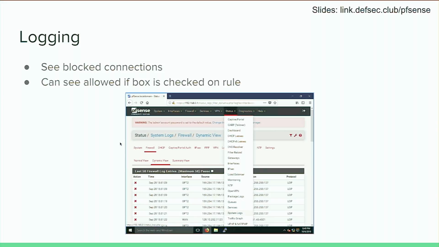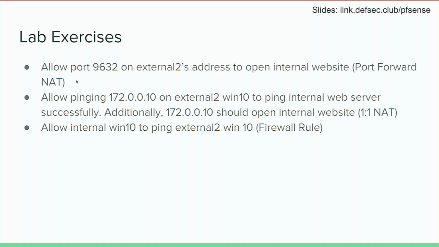So are there any questions over pfSense at all before we move on to lab? Okay. So some lab exercises. Try and allow port 9632 on external 2's address to open the internal website. So that's going to be a port forward NAT. Allow pinging 172.0.0.10 on external 2 Win10 to ping the internal web server successfully, and if you go to that IP address, it should open up the internal website.